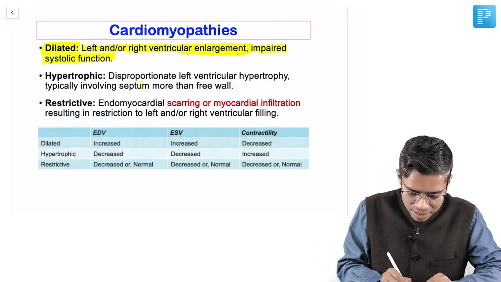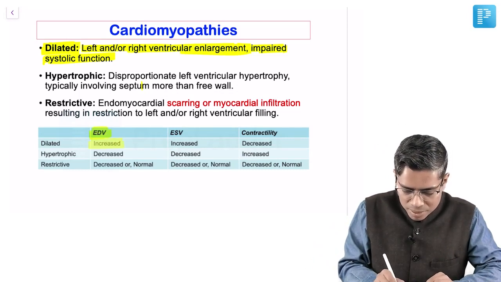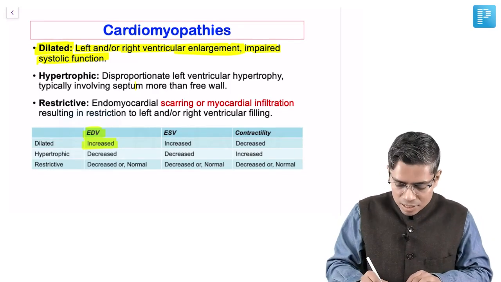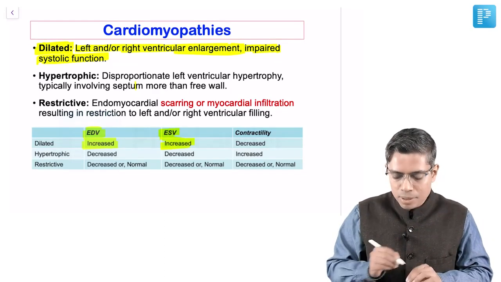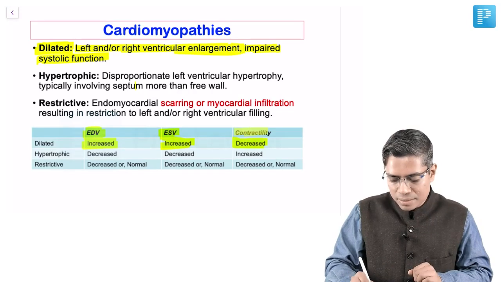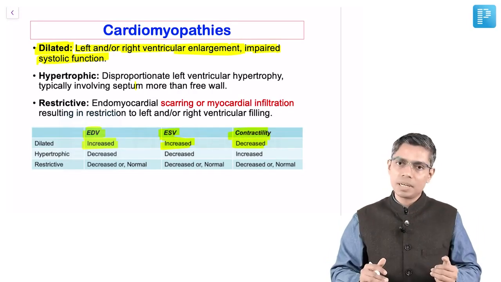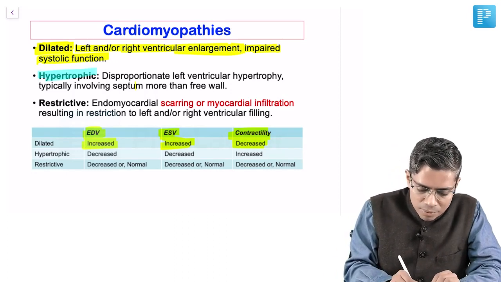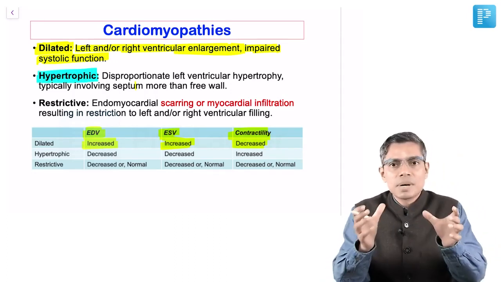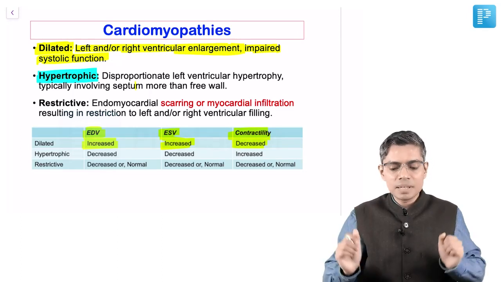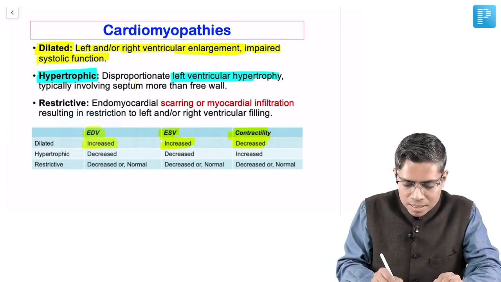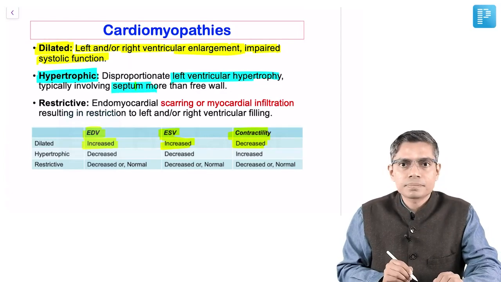So if you look at dilated cardiomyopathy, the major problem is that end diastolic volume is very high, and end systolic volume is also high because the contractility is less; the ventricle is not able to pump properly. Getting my point, right? But in hypertrophic cardiomyopathy, the muscle is hypertrophied, particularly the septal region. So there will be left ventricular hypertrophy, typically involving the septum.